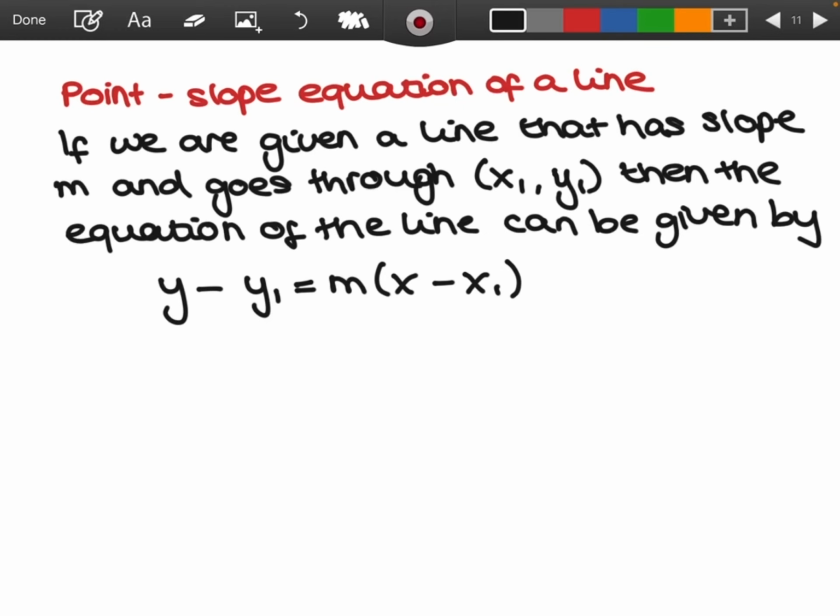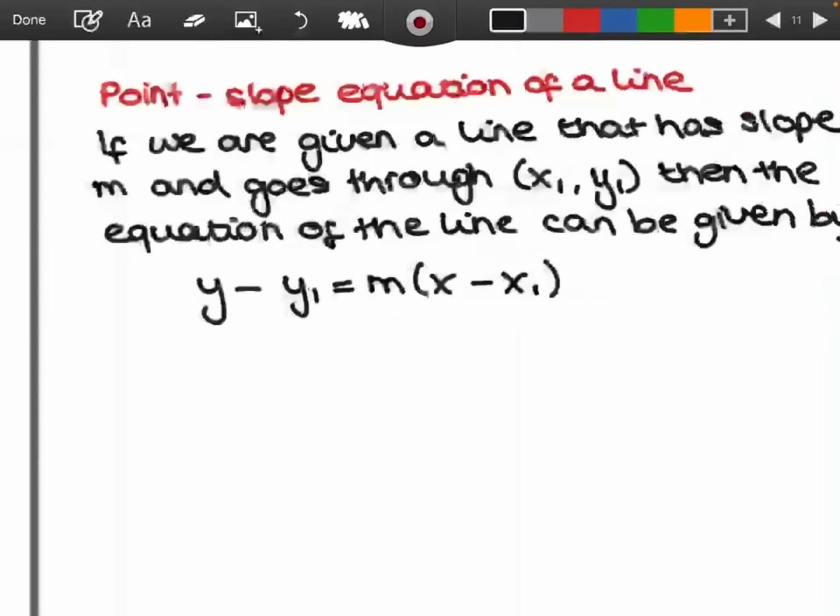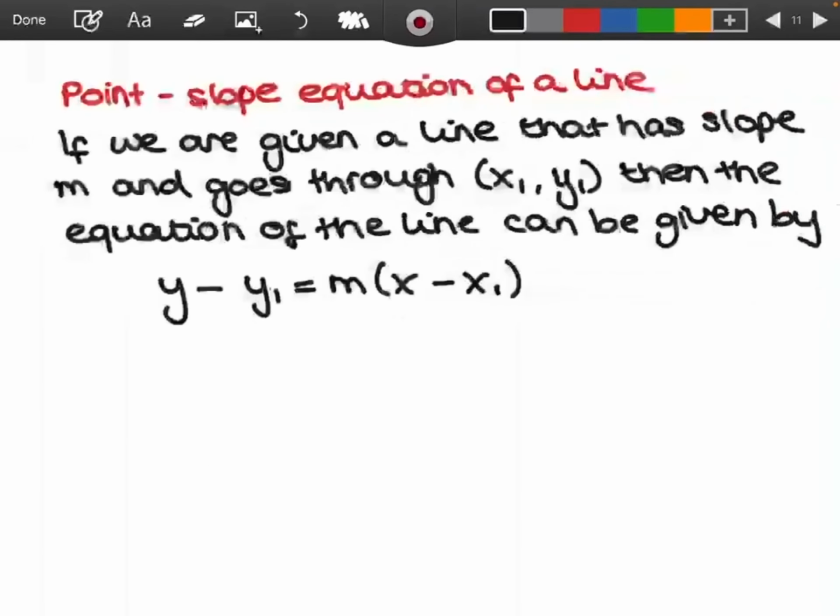Okay. So let's go back to the previous example that we had, where we had a line that had slope -2 and it passed through 1, 3. Okay, that's exactly what we had here. We had a line that had slope of -2 and went through 1, 3. Okay, let's find the equation of that line. We found some other points that were on that line so that we could, if we wanted to, sketch out that line by plotting the points and joining them up. But let's actually find out what the equation of that line is.